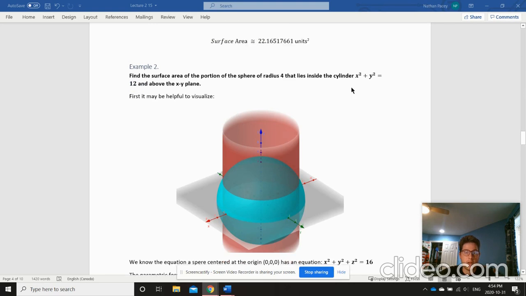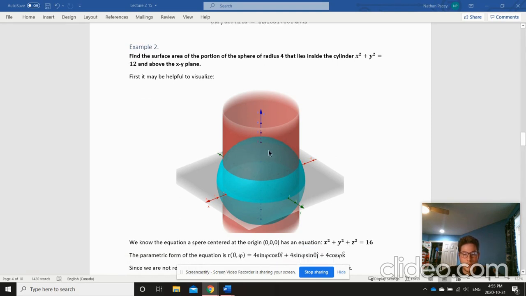Example 2 is: find the area of the portion of a sphere, radius 4, that lies inside the cylinder x squared plus y squared equals 12. So I graphed a little visualization here. We have the sphere centered at 0, 0 and the cylinder also centered at 0, 0, and you can see the intersection right here above the x-y plane, and that's what we want to get.